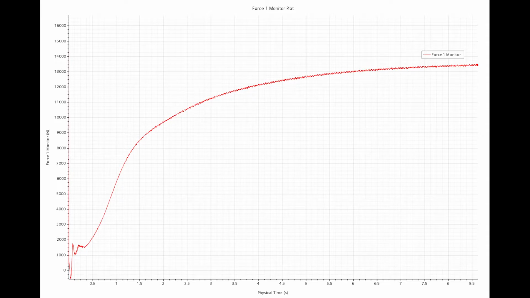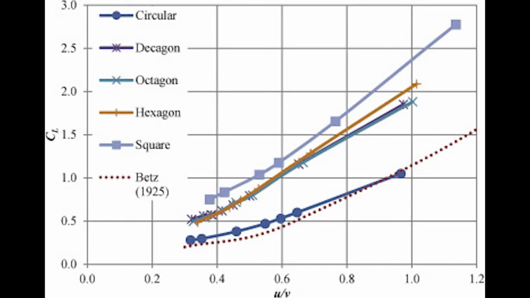In the paper, the hexagon, octagon, and decagon were all very consistent with one another in terms of lift coefficient, as can be seen in this figure. The square is a bit of an outlier in this data, but the consistency between the 6, 8, and 10-sided polygons can be seen. Compared to the hexagonal data, this is more consistent with what we were expecting.